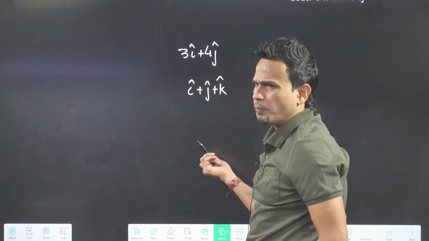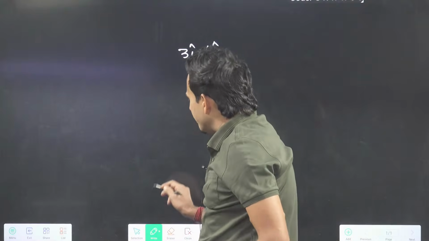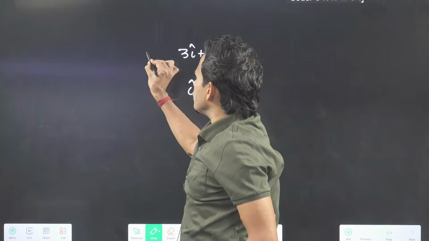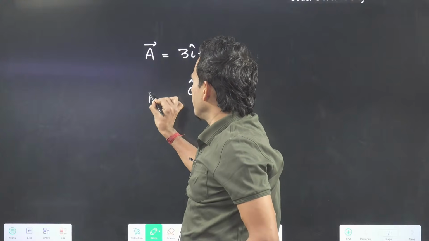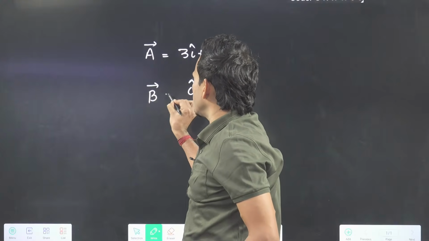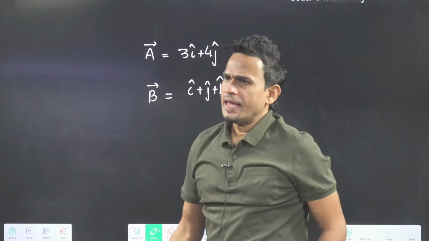I will simply say, let's assume these two vectors which you have given in the question to be A bar and B bar.